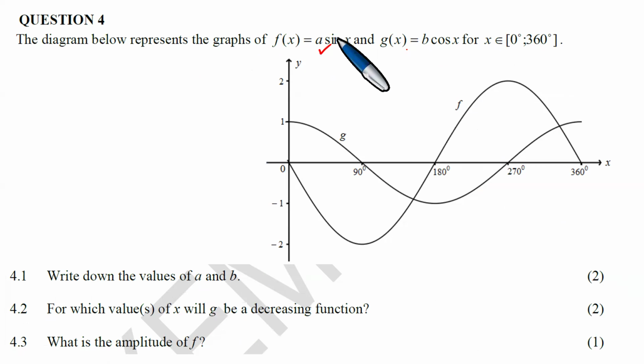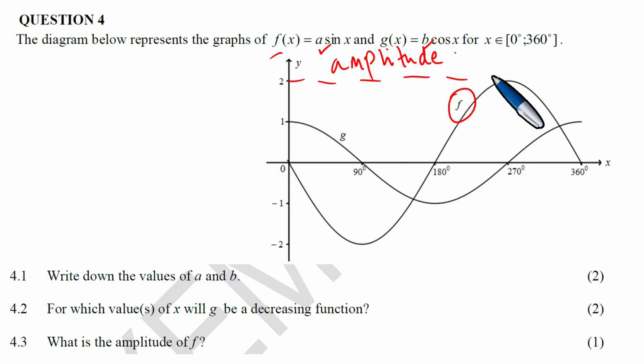Okay, we need the values of a and b. What do you call a and b? A and b are called the amplitude. So what is the amplitude of f? It's this one. The amplitude is how high the graph is going to go. It's the vertical distance from the equilibrium position to the highest crest or the lowest trough. So which means a is 2.